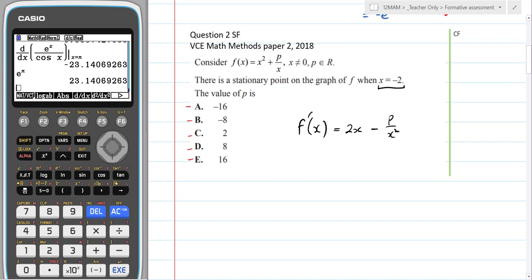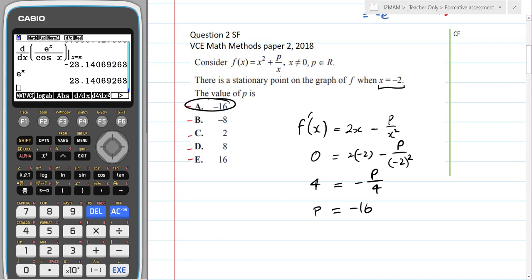I've done heaps of these 1 over x derivatives, and I know they end up being -1 over x squared, just with a p in this case. You might need an extra step there. Right, there's x to the power of -1, that's fine. But I don't really care about working at the moment. This is equal to 0 when x equals -2, so it's p over -2 squared. If I add the 4 to both sides, I get 4 is equal to -p over 4, and therefore p is equal to -16, and so the answer is A, 1 mark.